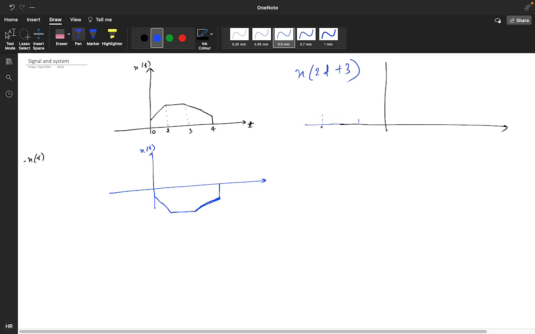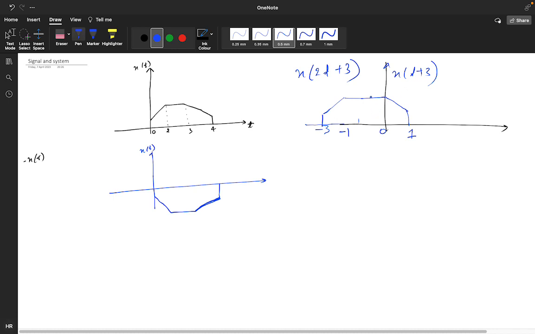So this is my minus 3. 0 is becoming minus 3. 2 will become minus 1. 3 will become 0. And 4 will become 1. So this is the graph of x of t plus 3.